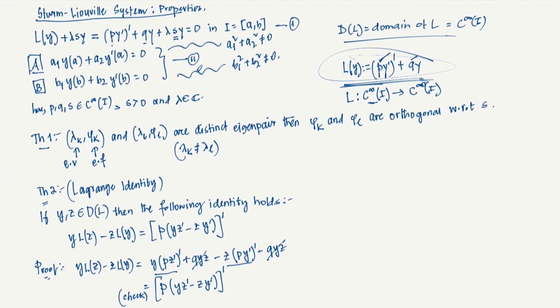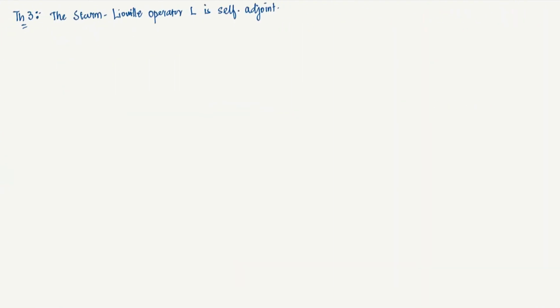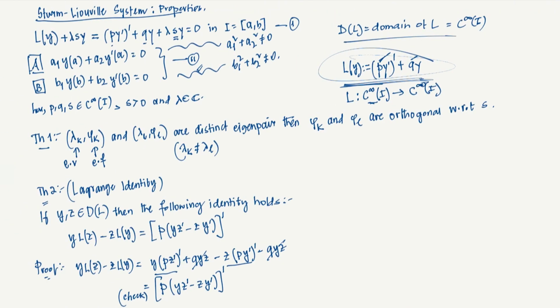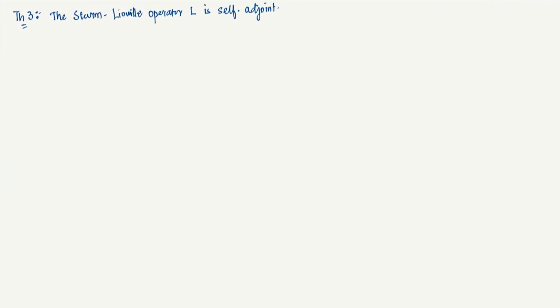See, L here is this, right? L of Y is (P Y prime)' plus Q Y. So maybe I can remove this, otherwise you will get confused. Let me do it this way. So that's your L of Y. So this operator L, which is from C infinity I to C infinity I, is self-adjoint. What do I mean by this? What I mean is this.